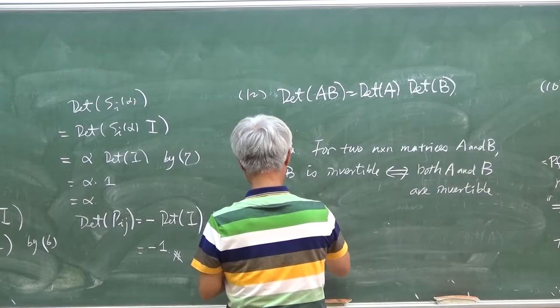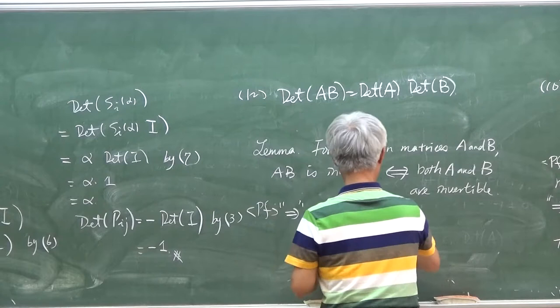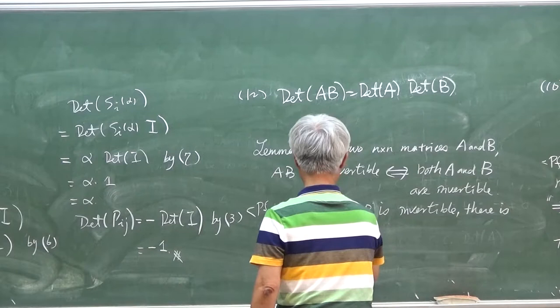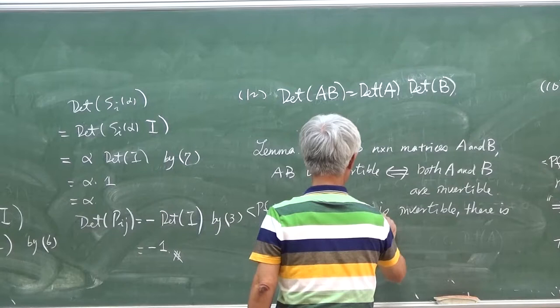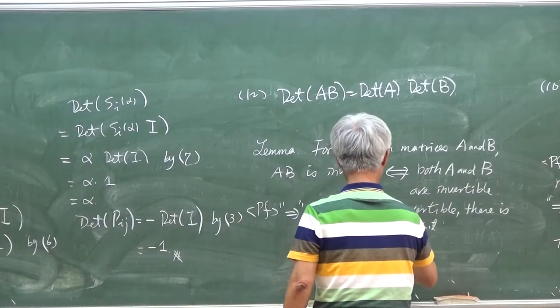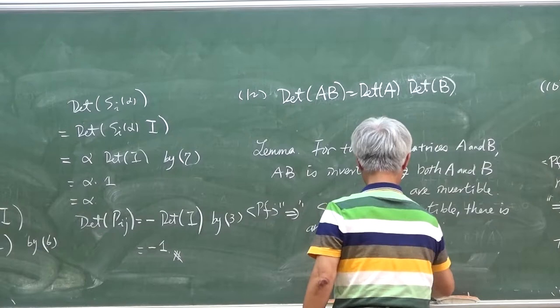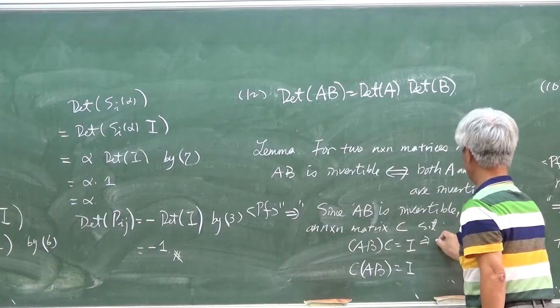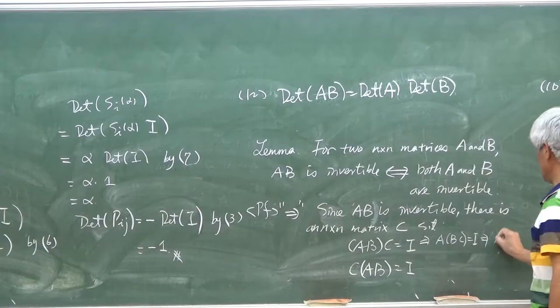This way, since AB is invertible, there is an n times n matrix C such that ABC equals the identity and CAB equals the identity. So we have two equations. C is the same in both, which means that we have the right inverse and left inverse. But ABC equals identity implies that A is invertible.